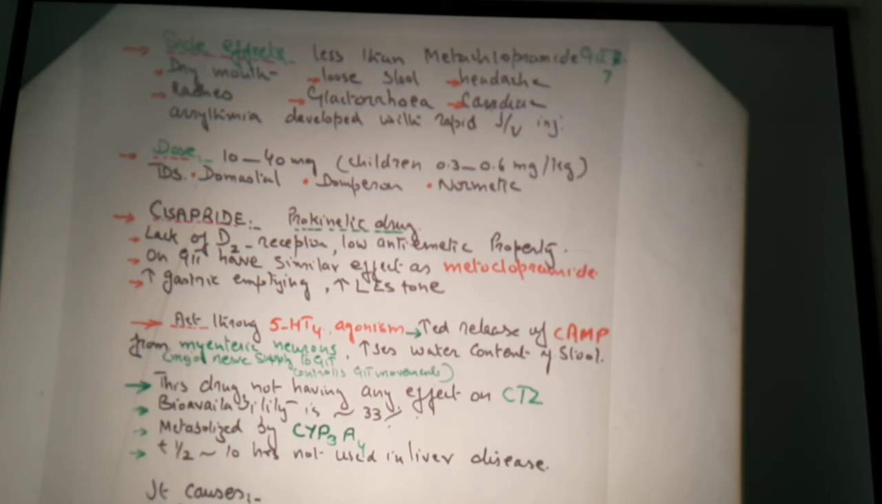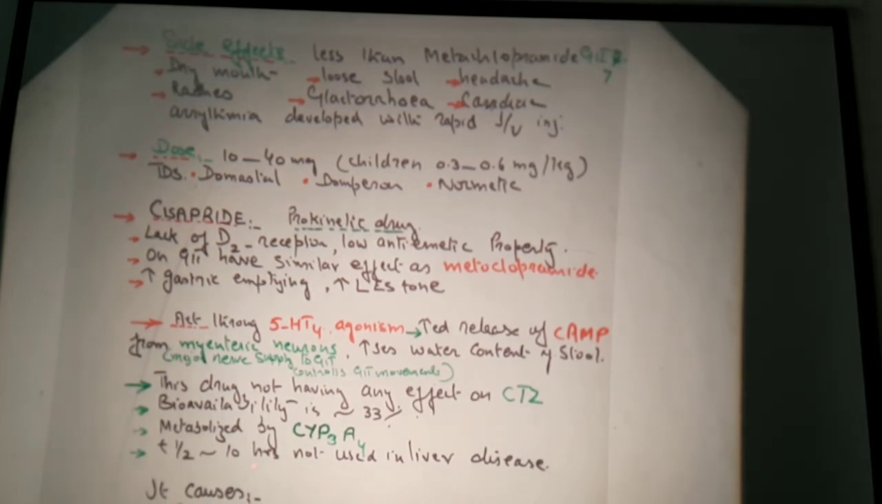myenteric neurons, increases the water content of the stool. This does not have any effect on CTZ. Bioavailability is equal to 33%. Metabolized by CYP3A4. Now this is another enzyme, CYP3A4, present in the liver. It can be metabolized by this enzyme.